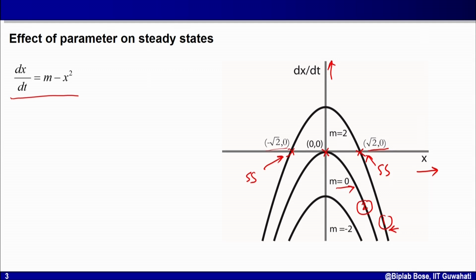When m is negative, this curve goes down further. So this is the one for m equal to minus 2. As you can see, this curve is not intersecting x anywhere. That means I do not have any real solution, any real steady state for this system. So I can represent the effect of m, a parameter, on the possible steady state using this type of plot.